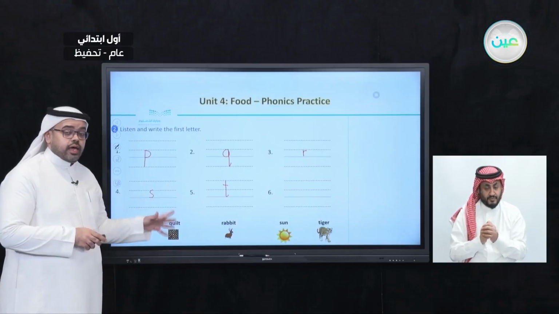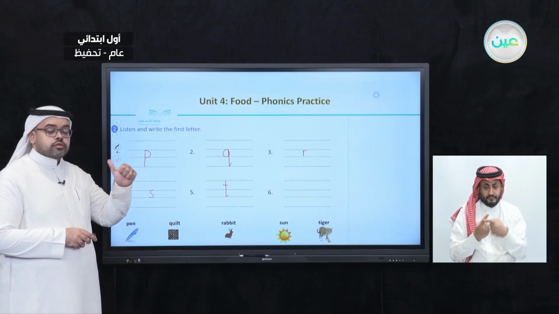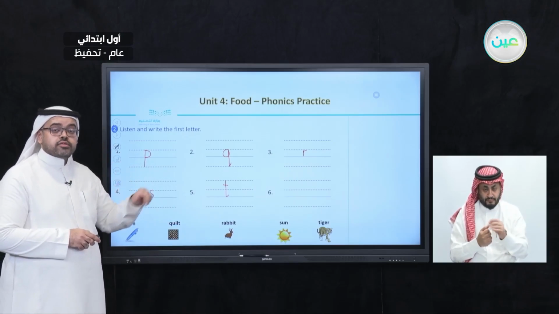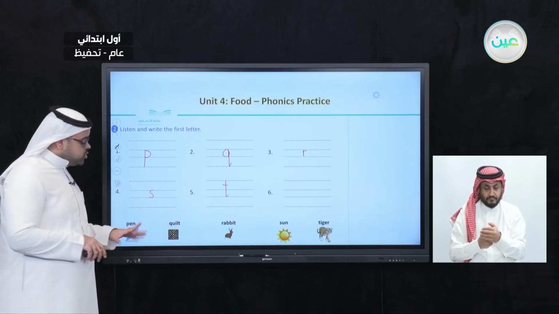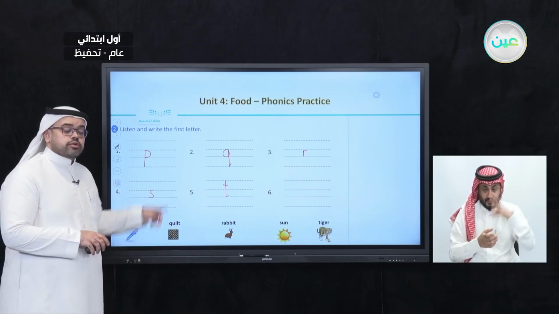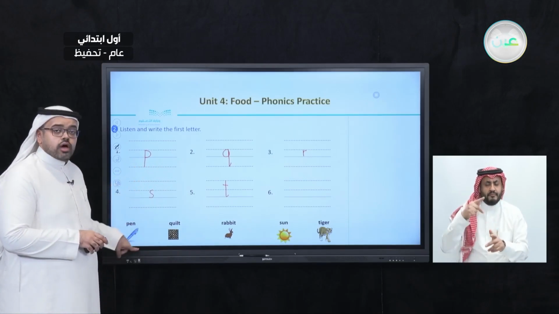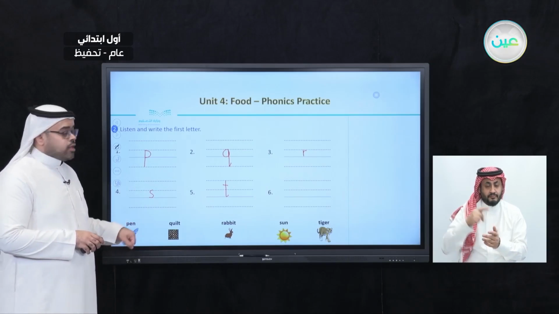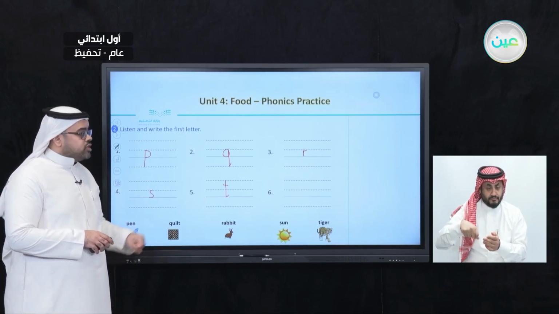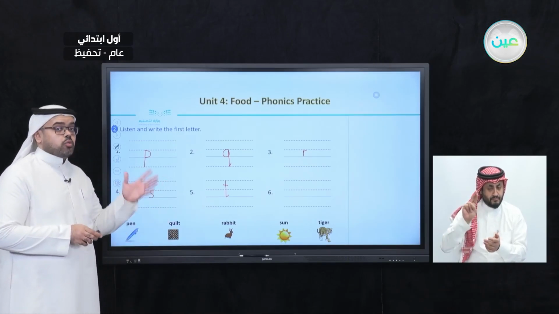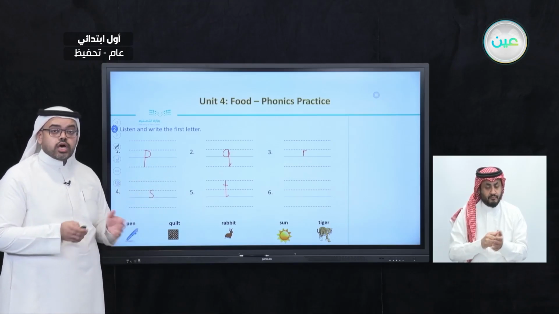This is how we can practice all of these 5 letters. Listening first, tracing, and after this, writing them on the line. Not only this, but also it is important that we memorize words for each of these letters. Like, for example, letter P, a word with letter P is pin, and with letter Q is quilt, and with letter R is rabbit, with letter S is sun, and finally with letter T is tiger.